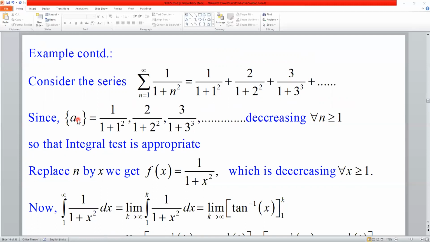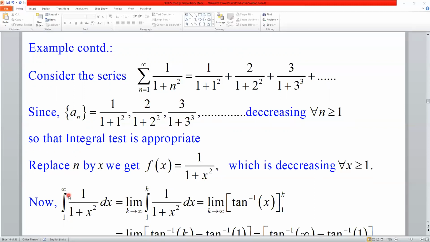If the sequence is decreasing, one can apply the integral test to verify whether the series is convergent or not. Here I replace n by x in the nth term, so we get f of x equal to 1 by 1 plus x square. This function is bounded for all x greater than or equal to 1, and it is a continuous function, and moreover it is a decreasing function.